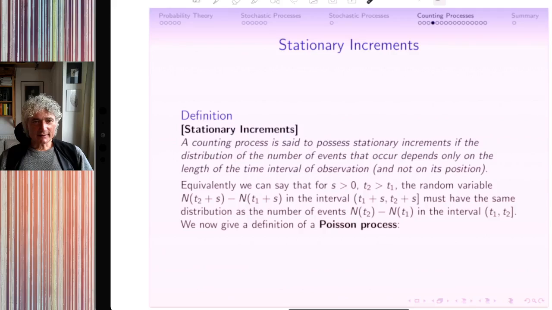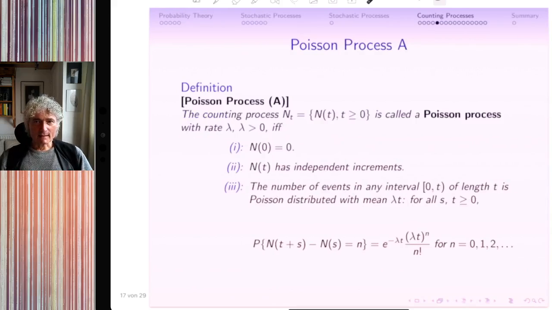And with this we now define the most important counting process of them all, and we will use this as a reference throughout the lecture, and that is the Poisson process. I will give you two definitions of the Poisson process, and then I will give you a theorem that states that these two definitions are equivalent.